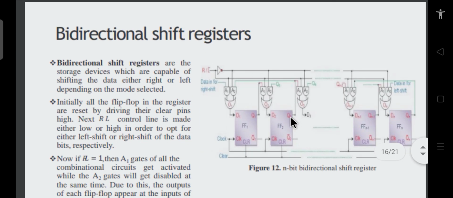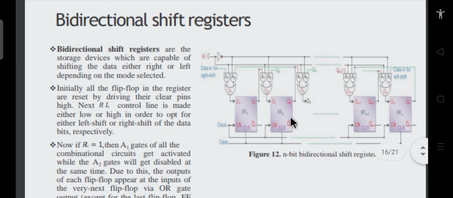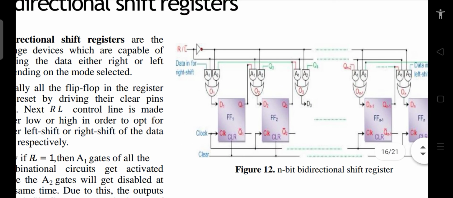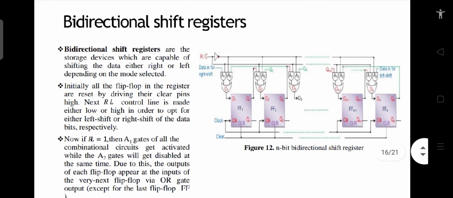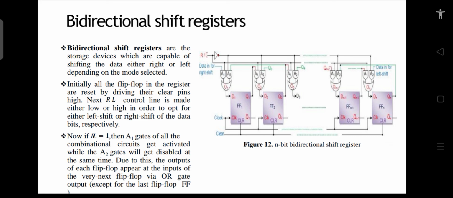Now we also have another arrangement, a hybrid shift register, which is nothing but a hybrid of the left shift and the right shift register. We call it a bidirectional shift register. A bidirectional shift register is a register which can move its data in the right direction, or it can shift it in the left direction.